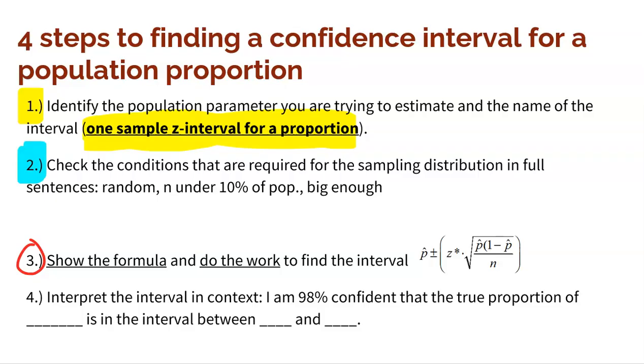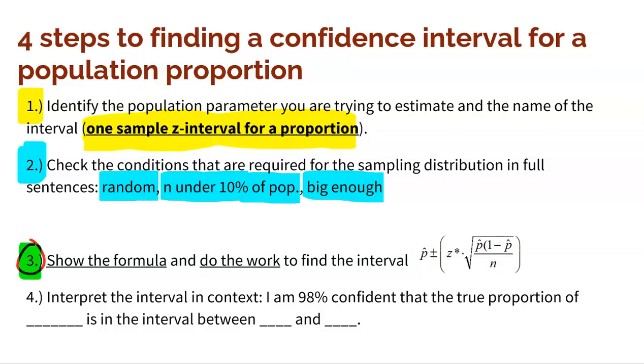The second step is to check the conditions that are required for building a sampling distribution. We want to make sure we do this in full sentences, but very briefly, your sample has to be random to avoid bias. That must be confirmed. Your sample size must be under 10% of the population that it was taken from to assume independence. And your sample must be big enough, which means you have 10 or more successes and 10 or more failures in your sample. If any of those conditions are violated, then your confidence interval is not necessarily going to do what you want it to do, and that's estimate the truth.